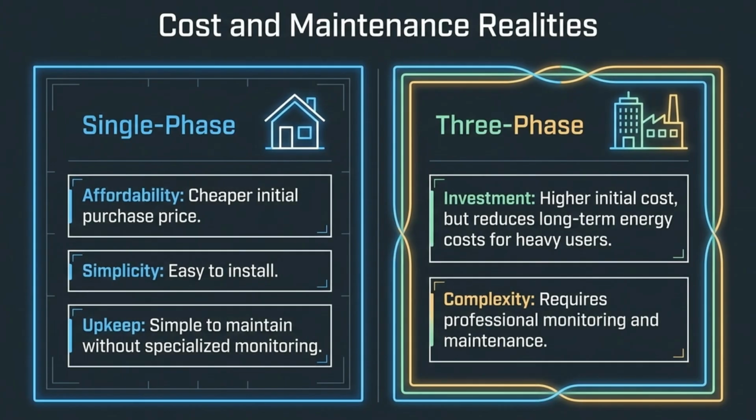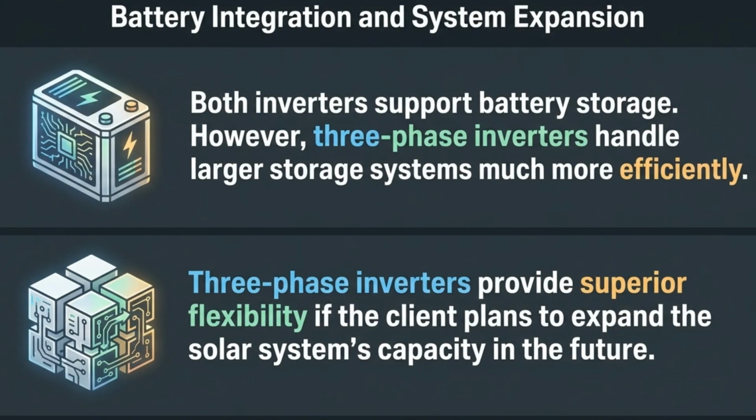Single-phase offers affordability, simplicity in installation, and simple upkeep. Three-phase involves a higher initial investment but reduces long-term energy costs for heavy users. It also requires professional monitoring and maintenance due to its complexity. Both inverter types support battery storage, but three-phase inverters handle larger systems much more efficiently. They also provide superior flexibility for future expansion of the solar system's capacity.